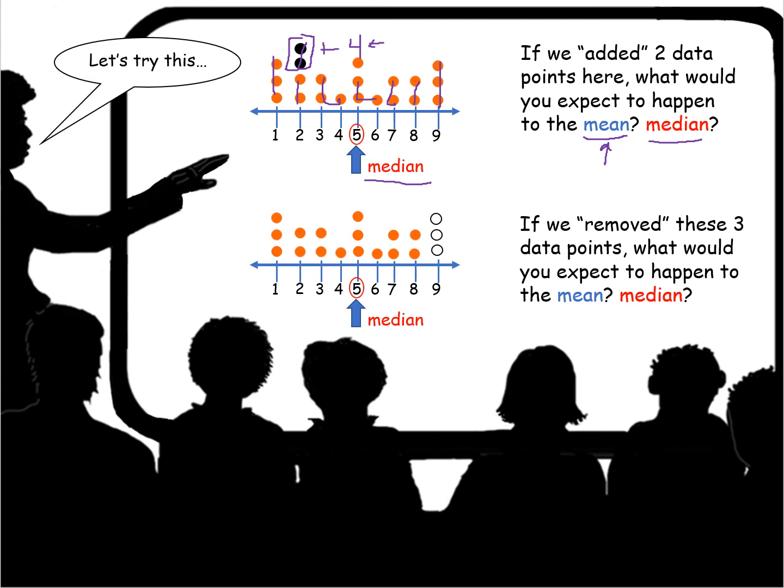Now what happens if we removed these 3 data points? So we're at our initial data set, and what happens if we take out that highest set of values right there? What do you think would happen to the median? Well, if those are gone, so these are not here anymore, all of a sudden everything is shifted left. So what happens here? Well, let's see what happens to our median. We can do that pretty quickly.